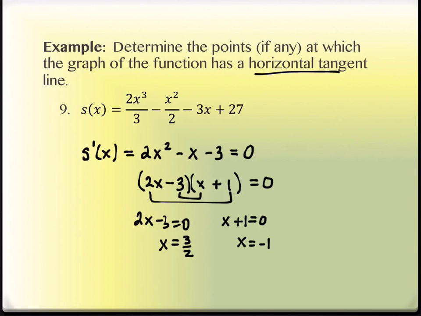Points. Points have both an x and a y coordinate, right? And I found 2 values, but they're both x values, yeah? So if it wants the points, it means that it wants the x and the y coordinate. So this is 3 halves, and I need to figure out what the y coordinate is with this. And this is a negative 1, and I need to figure out what the y coordinate is for this. So how do I find out what the y coordinate is when I know the x?